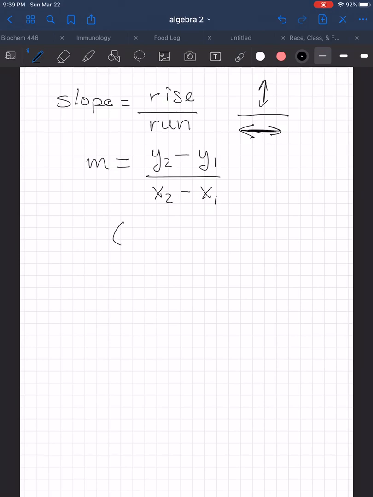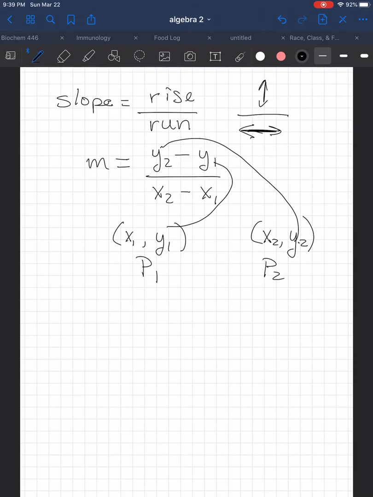Now, what that refers to is we're going to have 2 points, point 1 and point 2. We'll find the slope between 2 points. So this will be x1, y1. This will be x2, y2. So the second y value goes right here. The first y value goes here. The second x value goes here, and the first x value goes here.